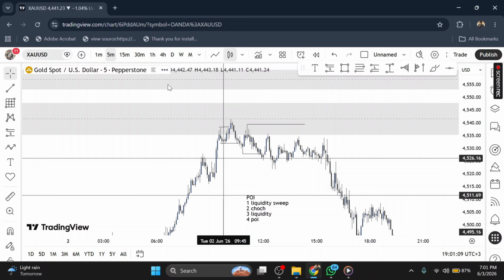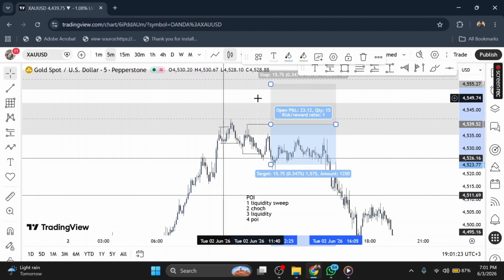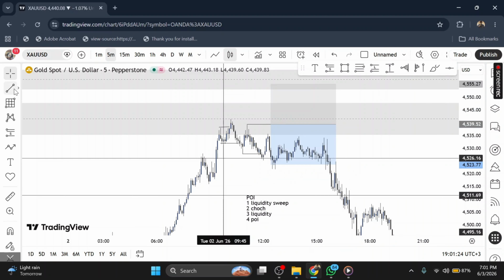But this was supposed to be an entry. Swept in the POI, change of character, liquidity formed, break of structure, then it was supposed to sweep. It did not sweep, no problem. That's how. So sad, man. My friends are balling, bro. I'm not. It's so sad. No problem. We'll get another one. The market is not going anywhere.